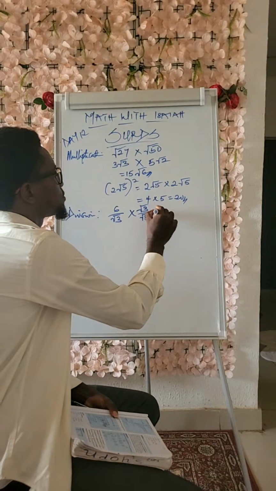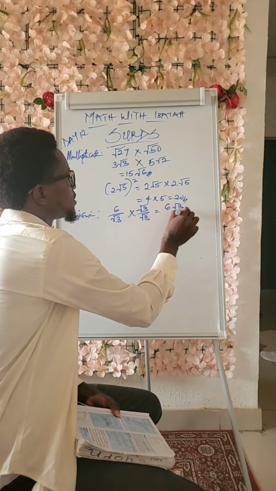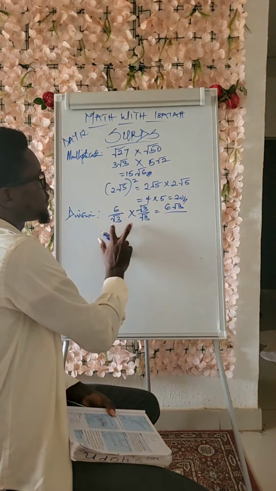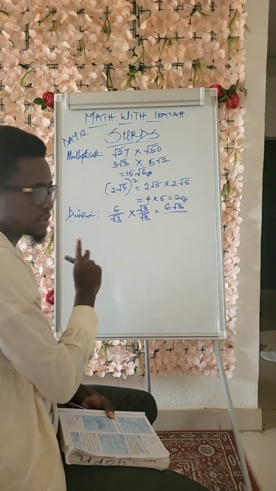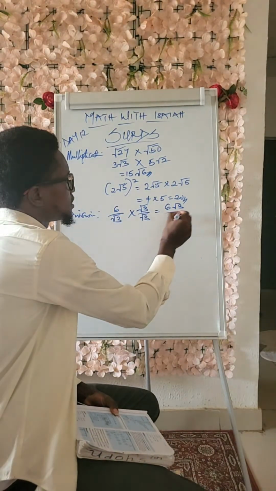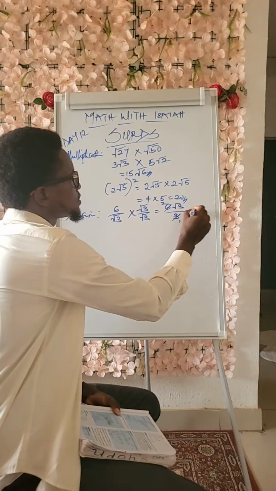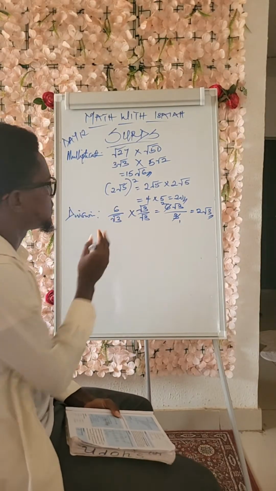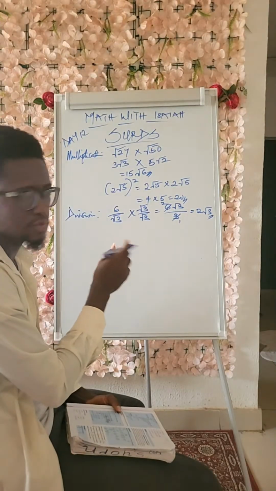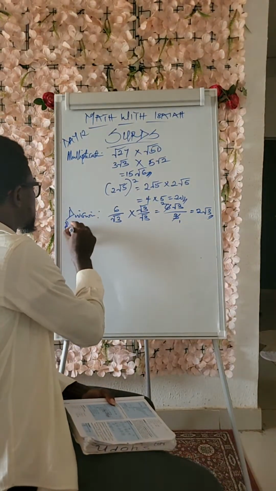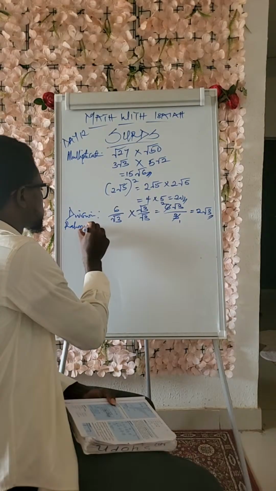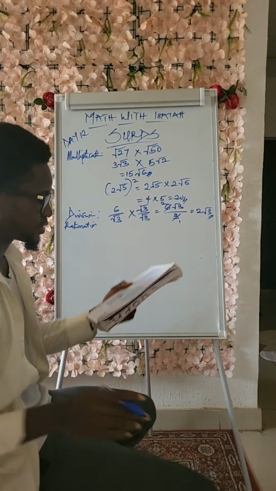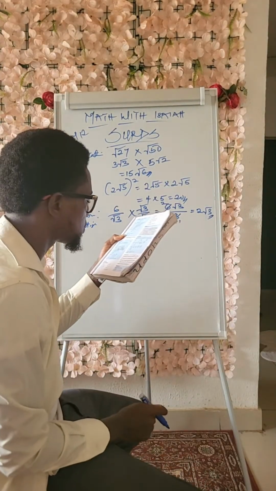You use this base to multiply all of them. Now, this will be what? 6 root 3 over what? When you have the same thing and you multiply it, the root is eliminated. This becomes 3. This gives you what? 2 root 3. This is how you divide or rationalize. That's what they call it. Rationalize. Let's do a few more examples.